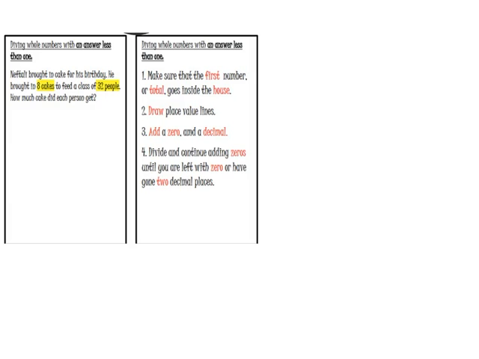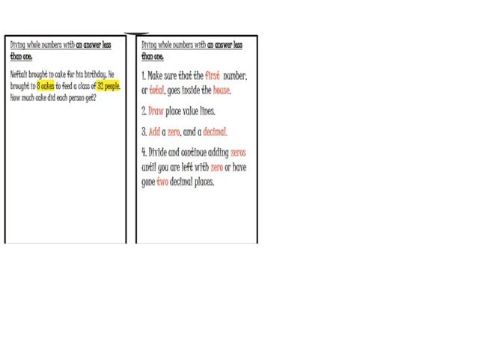This is part 3 of your notes. Dividing whole numbers with an answer less than 1. Alright, so our problem is Naphtali brought a cake in for his birthday. He brought in 8 cakes to feed a class of 32 people. How much cake did each person get?